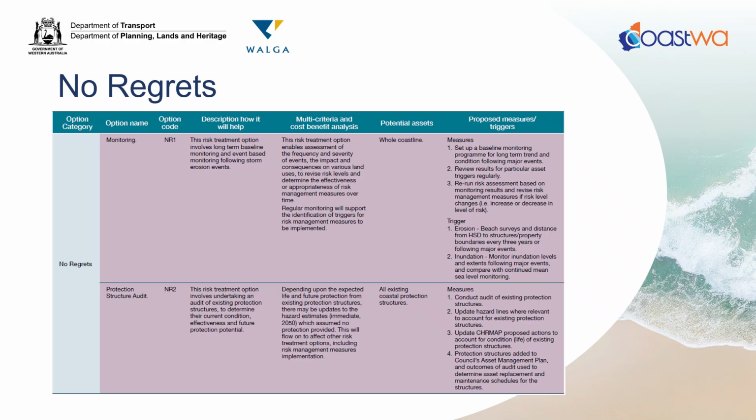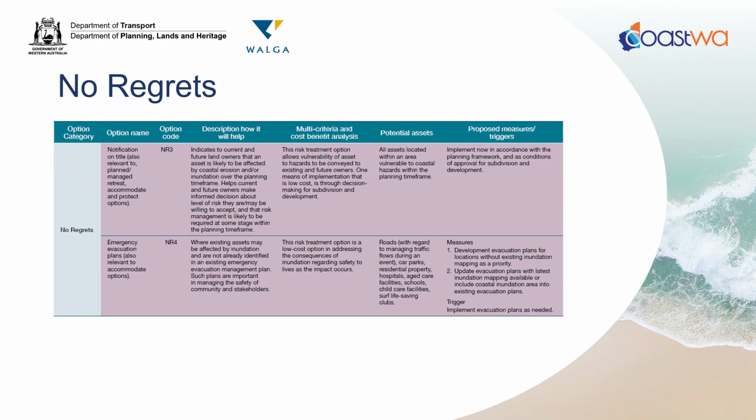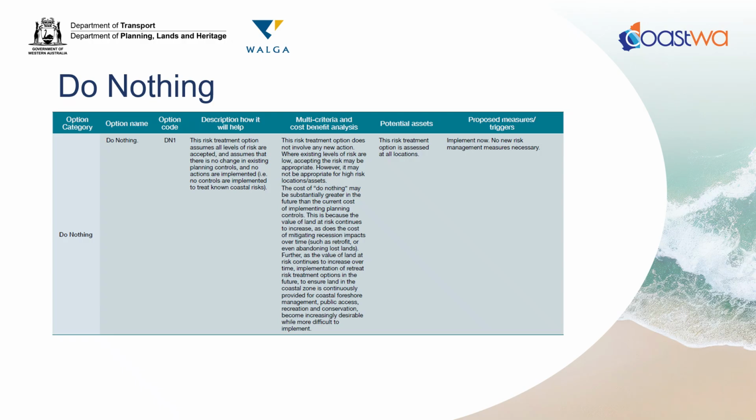Then we have the no regrets options. So these are things that can be completed prior to or along with any of these other options. So things such as coastal monitoring, so the collection of monitoring data, coastal protection structure audits, so condition assessments, for instance, of coastal protection structures. We have the notification on titles of private properties, for instance, these assets or properties may be at risk of coastal hazards, along with emergency evacuation plans. And then we have the do nothing option. So again, the do nothing is essentially taking no action and accepting the losses which may occur.